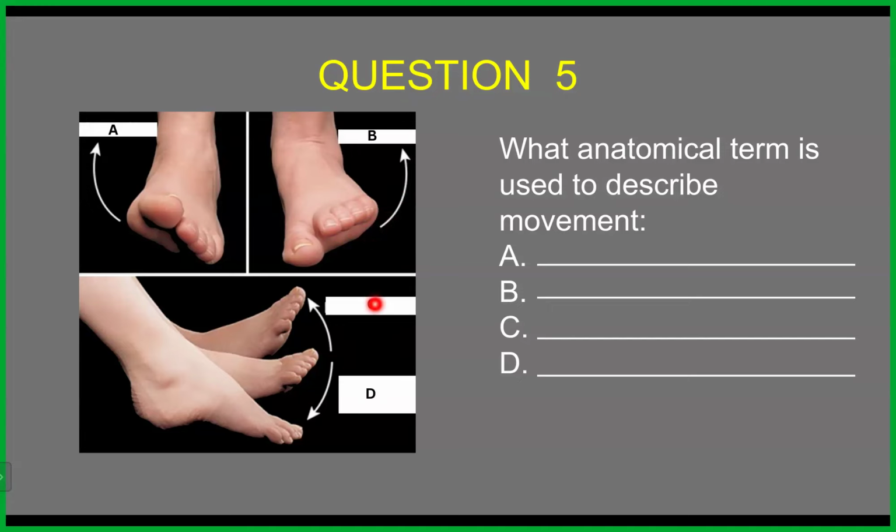And then we have C and D. So the normal position is this one in the center. If it moves in C, we call it dorsiflexion. The dorsum of the foot is moving superiorly. It's dorsiflexion. And then the lower part of the foot, the plantar surface of the foot, if it is moving inferiorly, we call it plantar flexion. So that's dorsiflexion C and plantar flexion D.